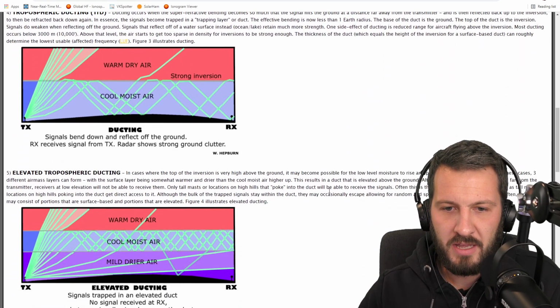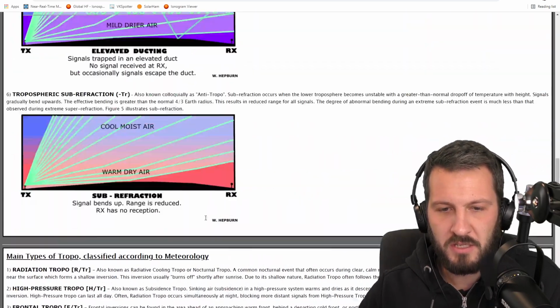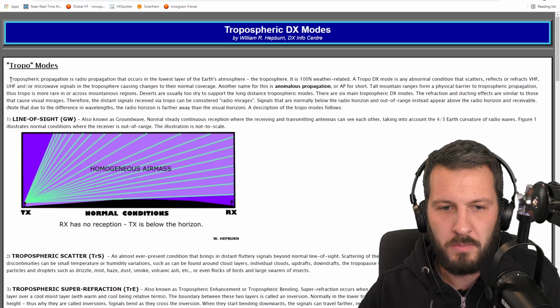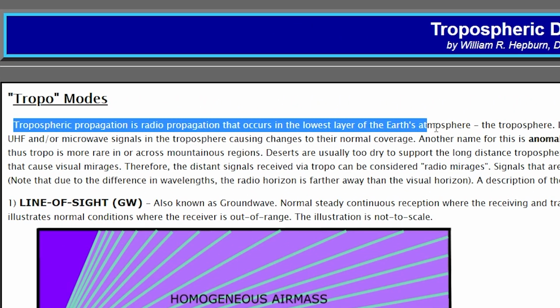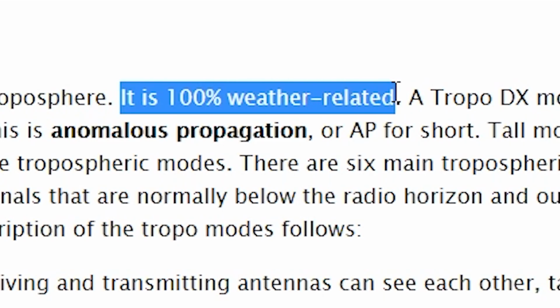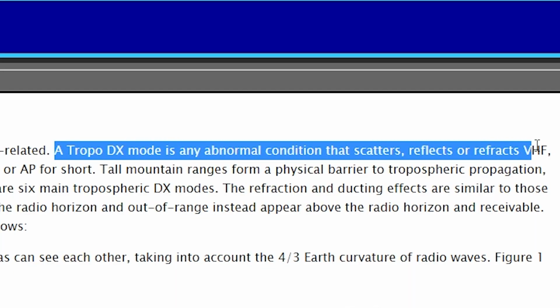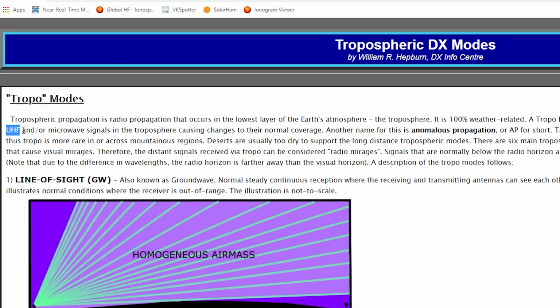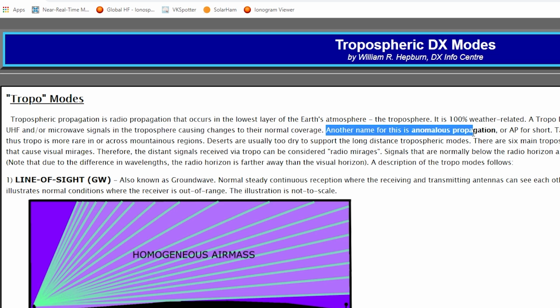There's a lot of theory around how ducting works and all that sort of thing, but the main things that we're worried about here are towards the top. So tropospheric propagation is radio propagation that occurs in the lowest layer of the Earth's atmosphere, the troposphere. It is 100% weather related. A Tropo DX mode is any abnormal condition that scatters, reflects, or refracts VHF, UHF, and or microwave signals in the troposphere, causing changes to their normal coverage. Another name for this is anomalous propagation, or AP for short.